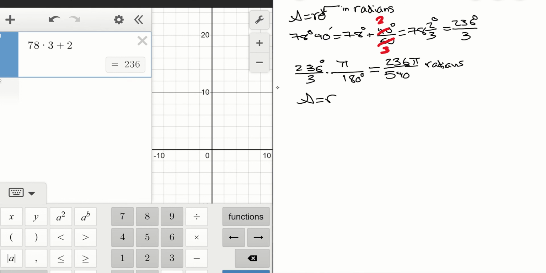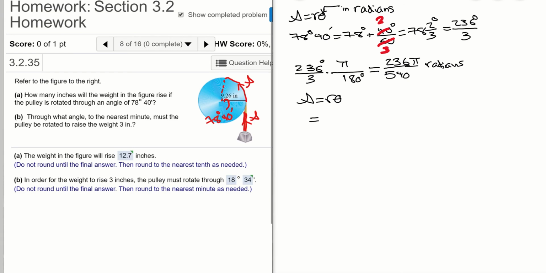And we're going to end up with, let's go back to our problem. The radius is 9.26 inches. So we get 9.26 inches times the angle, which is now 236 pi over 540. So now we're going to do all the calculation in one shot for best accuracy.